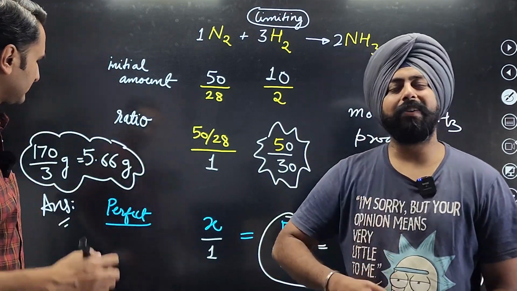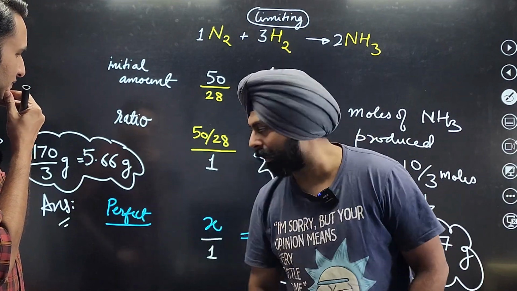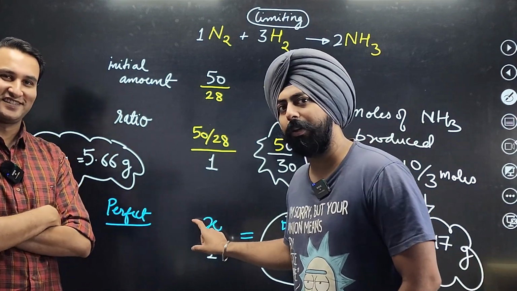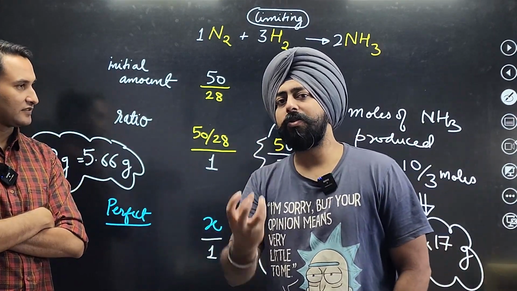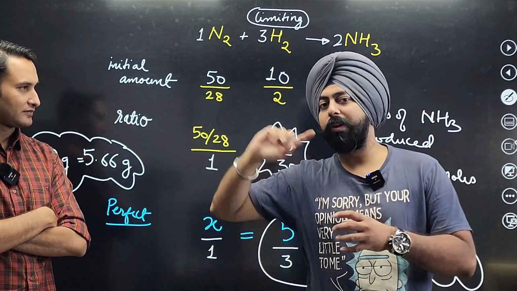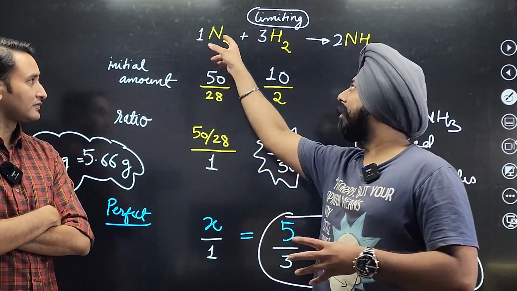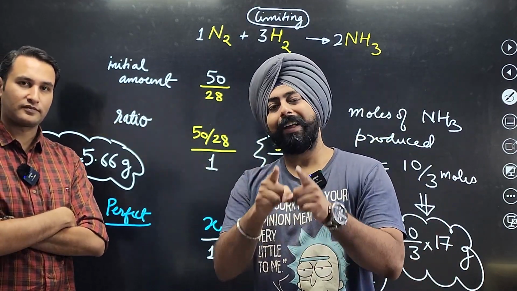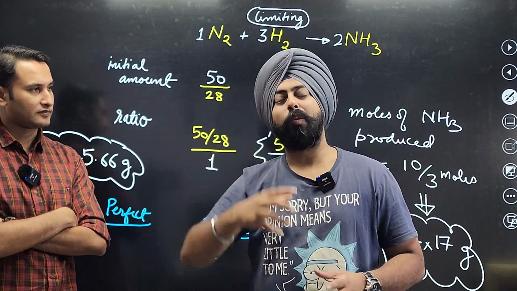Now I have a question for you guys. You have to find X, okay? And then you have to tell me what is the amount of nitrogen that is left behind in this reaction. The excess reagent that we kept in the fridge, tell me how much nitrogen we will put back in the fridge, in grams. That is something you have to tell me in the comment section down below.